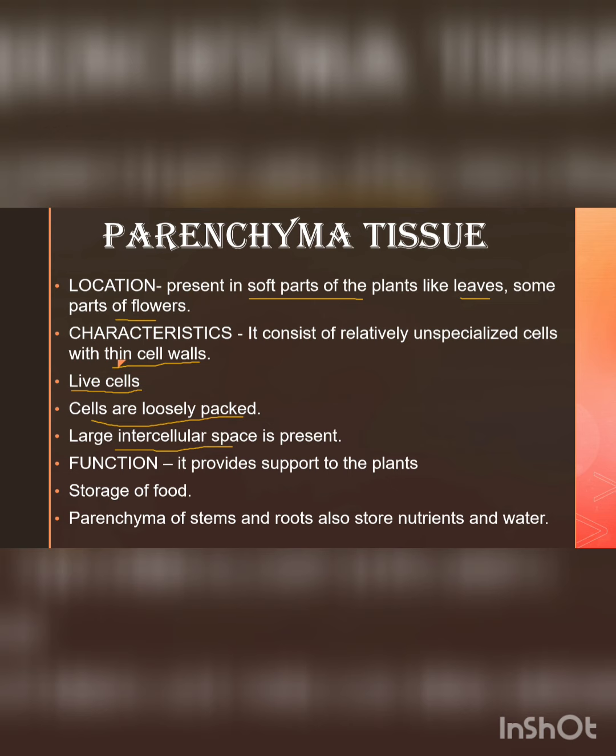If in some container you have kept a few things, when you shake it you can see that the things kept inside are loosely packed. Why are they shaking? Because there are a lot of spaces in the box. It is the same case here: the cells are loosely packed and have large intercellular spaces. What is the function? It provides support to the plant. Next, it helps in storage of food, and parenchyma of stems and roots stores nutrients and water.